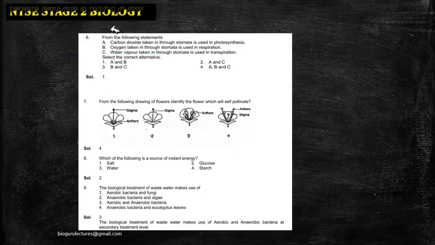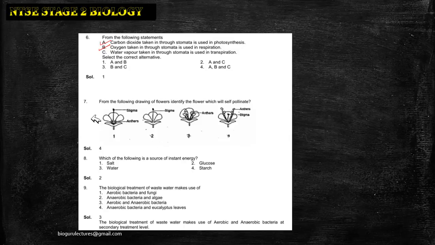From the following statements: CO2 taken in through stomata is used in photosynthesis. Oxygen taken in through stomata is used in respiration. Water vapor taken in through stomata is used in transpiration. So select the correct alternative. As you can see, only two. Carbon dioxide is taken, and then oxygen taken through stomata is right, whereas option C is not really correct because it's given out through transpiration.